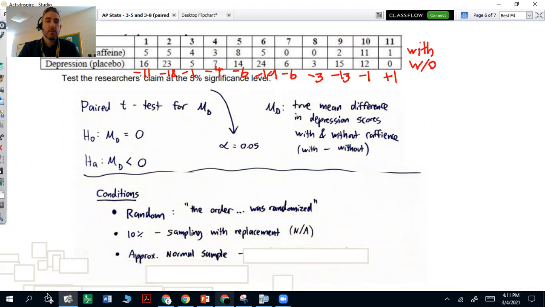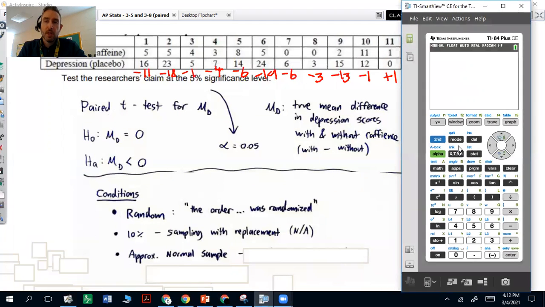Now, as far as the approximately normal, you want to enter some data in the calculator to see what this graph looks like. So you've got a couple different options here. If you've done the difference already, you can enter those numbers in just like this.